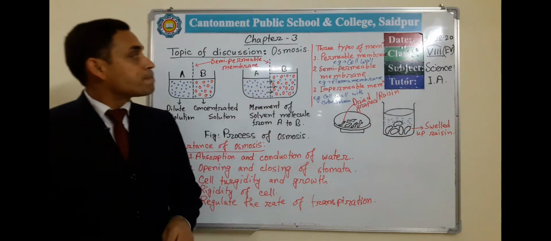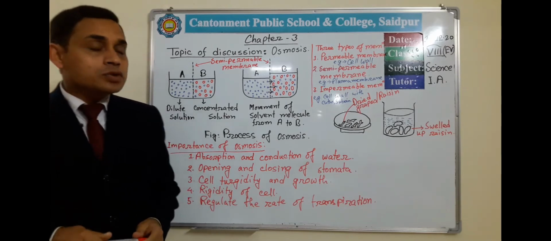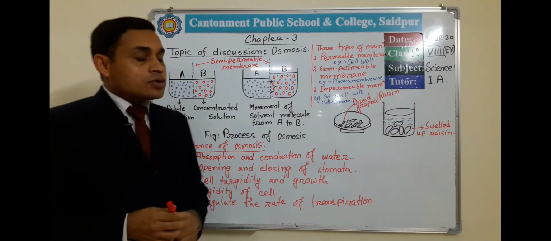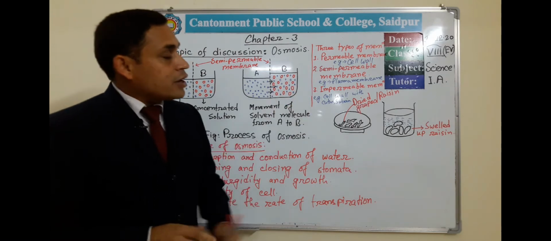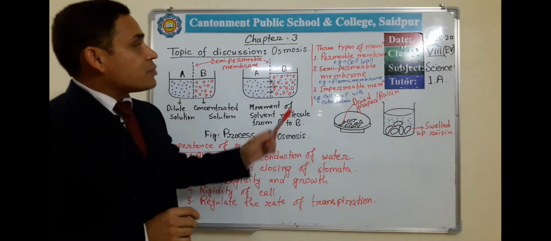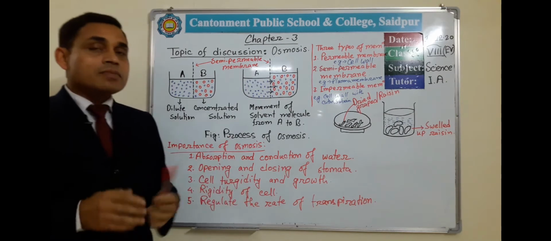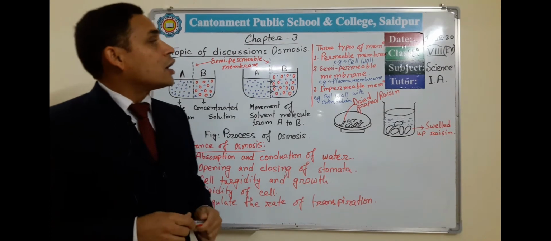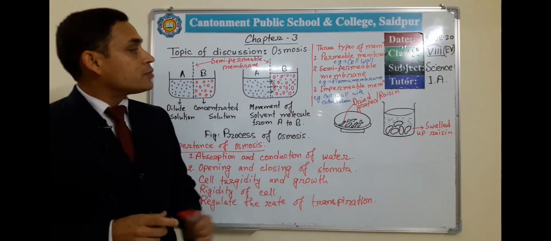This is my second class on chapter 3 of class 8 science book, and our today's topic of discussion is osmosis. Before this I discussed diffusion. To understand osmosis, at first we need to know three types of membrane on the basis of permeability, and one of these three types is very important for our osmosis process.